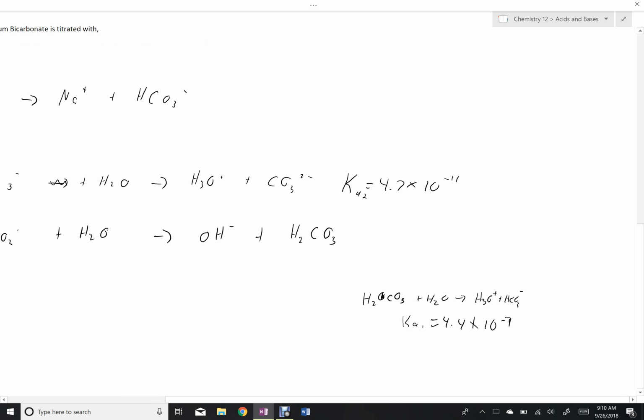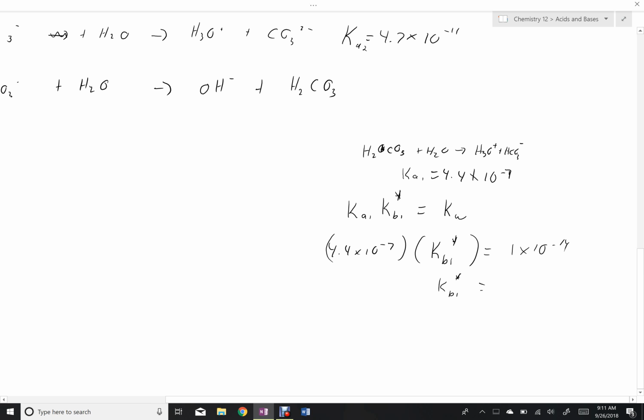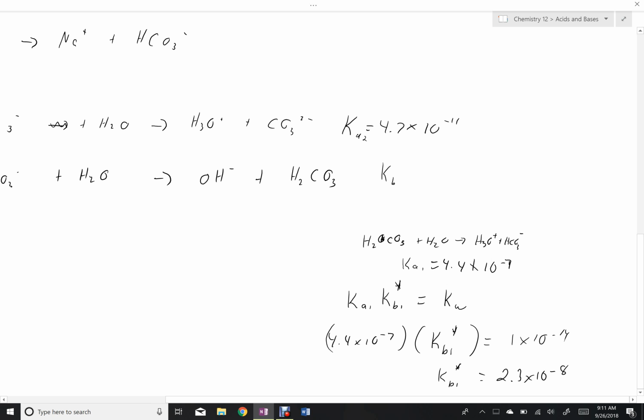So to judge how likely this process is, we need the Kb for the conjugate process, and we remember our relationship that Ka times Kb is equal to Kw. So with Ka of 4.4 times 10 to the negative 7, Kb is what I'm finding, and Kw is 1 times 10 to the negative 14. So the Kb for this process, Kb1 star, is equal to 2.3 times 10 to the negative 8.